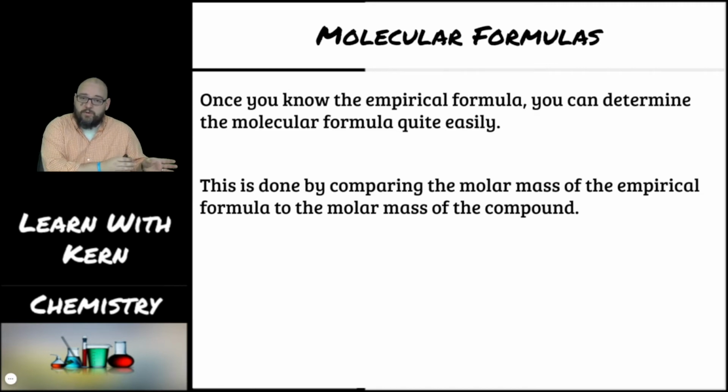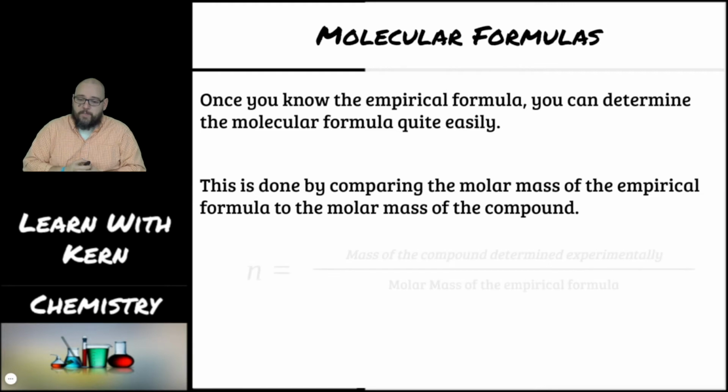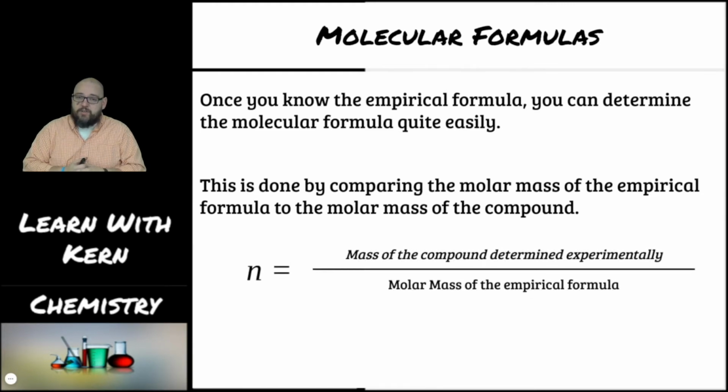So once we know the empirical formula, we can take the calculated molar mass of that empirical formula, and we can take the actual molar mass that we find in the lab, and divide them to get the answer. So this is the equation. N is our multiplier. N is the mass of the compound determined experimentally, the actual mass of our compound, divided by the molar mass of the empirical formula.